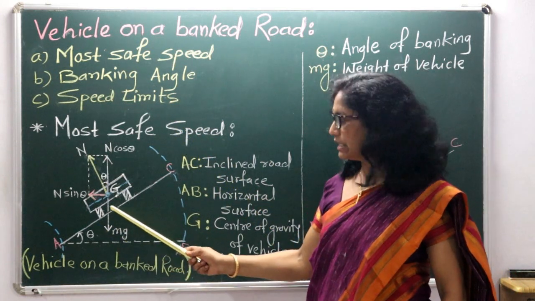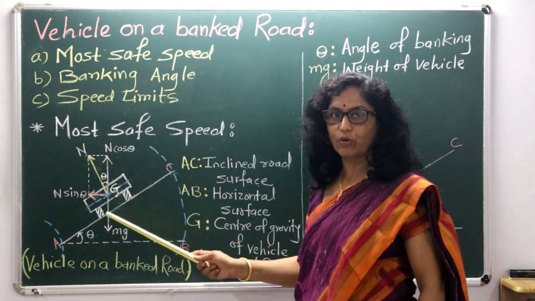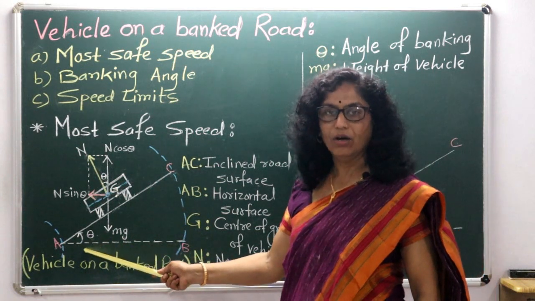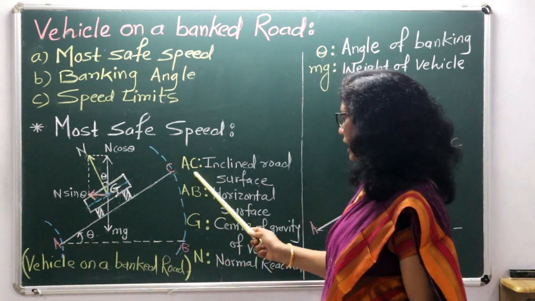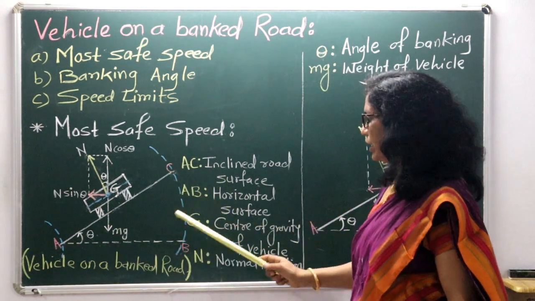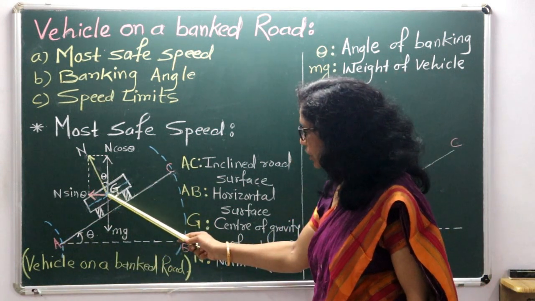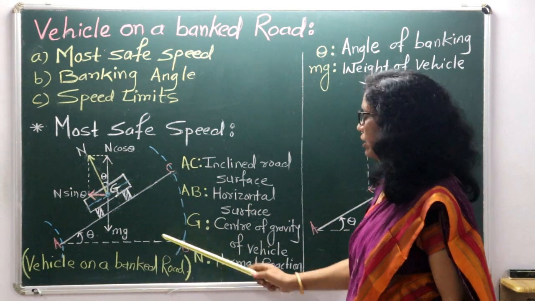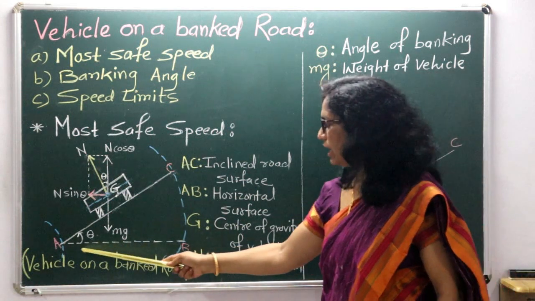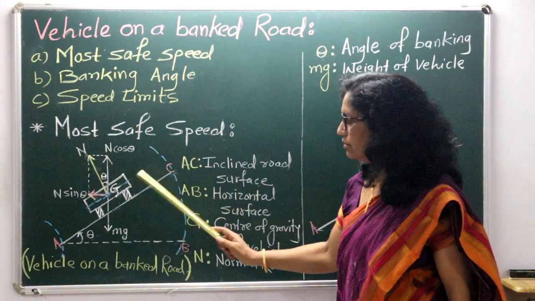Figure shows the vertical section of a vehicle on a curved road of radius r banked at an angle theta with horizontal. AC inclined road surface, AB horizontal surface, G center of gravity of vehicle, N normal reaction, theta angle of banking, mg weight of vehicle.